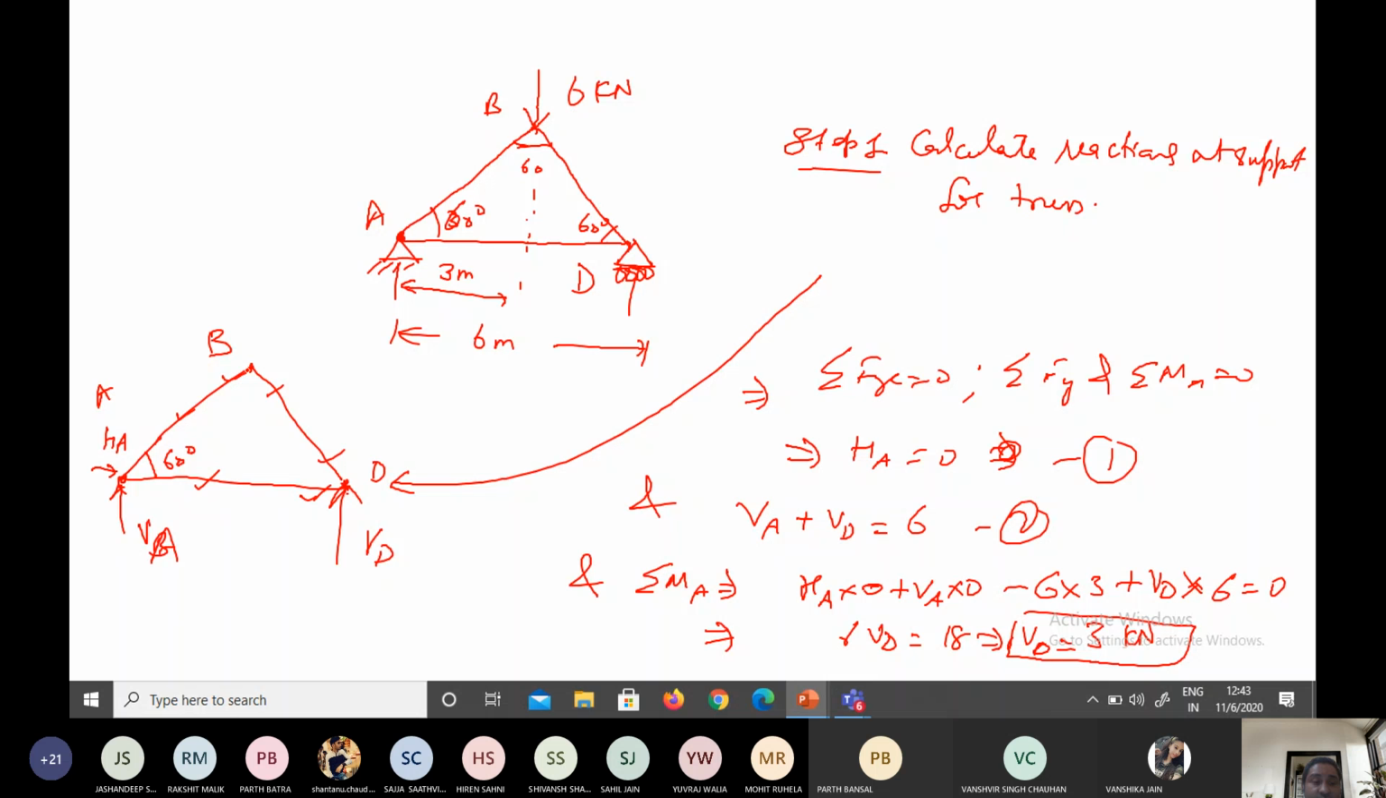If you take B, you can see this. You have to resolve these two forces. This also you have to resolve. This also you have to resolve. So first we will take the joint A. So should I proceed to next slide now? Yes, sir.